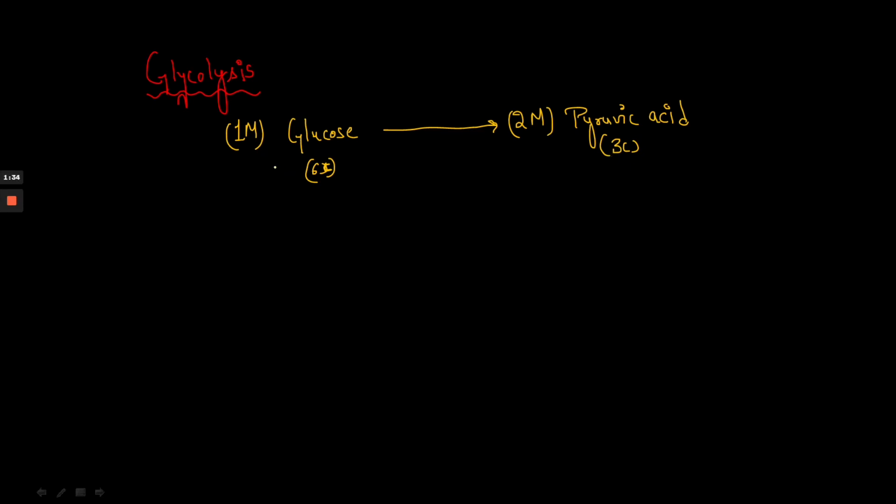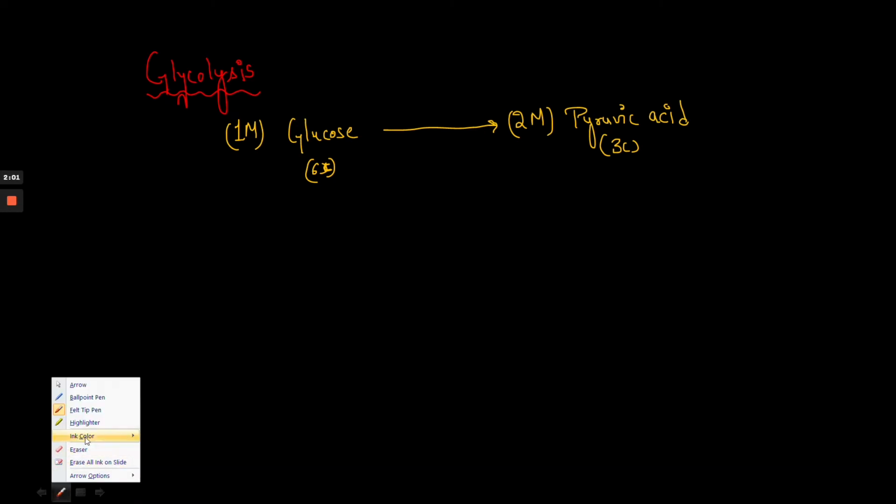Right? So during the glycolysis process, one molecule of glucose is going to convert into two molecules of pyruvic acid. But it is not as simple as it looks. It is not a single step process. It is going to be a very complex process. This whole process is going to take place in around 10 steps that we will see very soon. But yes, it is a complex process.